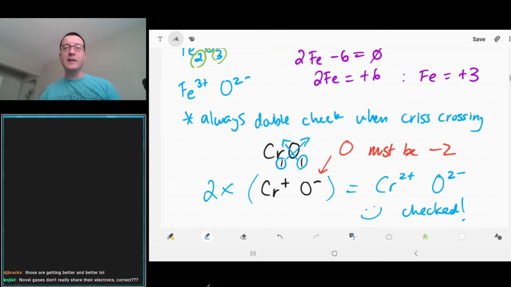Of course, we could have used the algebra way to do this. That will always work. But I know a lot of people like to find shortcuts, and so this is one way to do that. You just have to double check. Make sure that you're not violating any of the fixed charge elements.